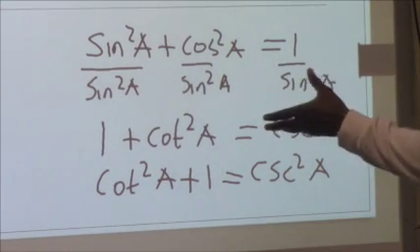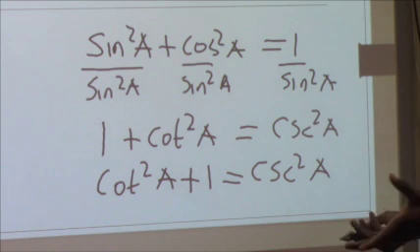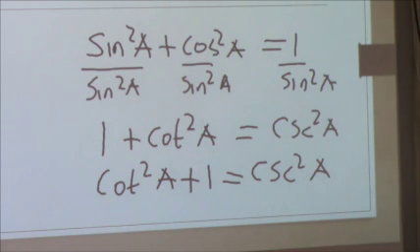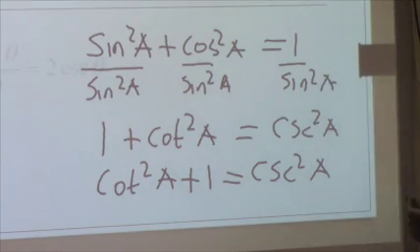Well, you can do the same thing to derive tangent squared A. In that case, you're going to be dividing by cosine squared. So this basically shows you some of the identities we need. Now let's go ahead and take on two problems where we'll be applying some of these things.